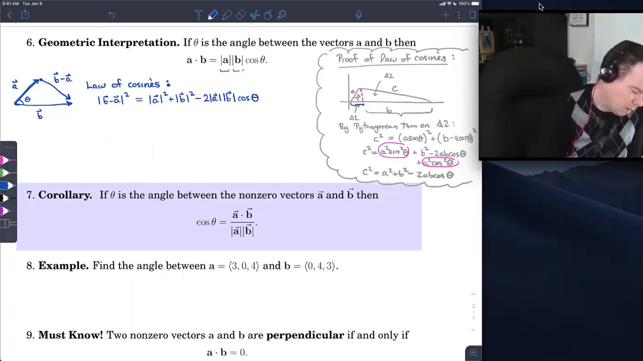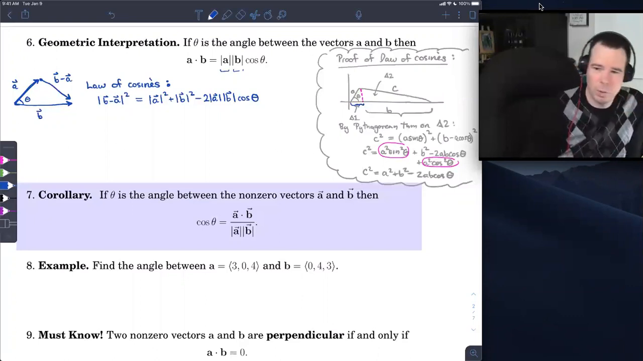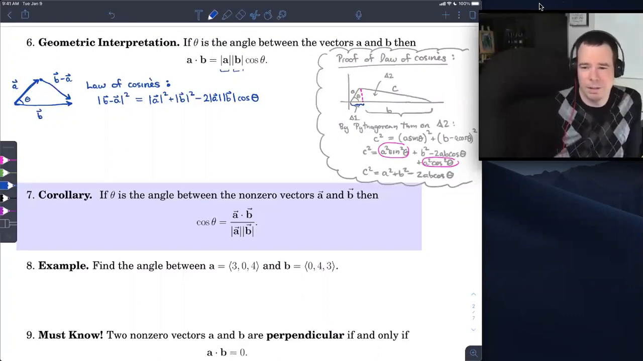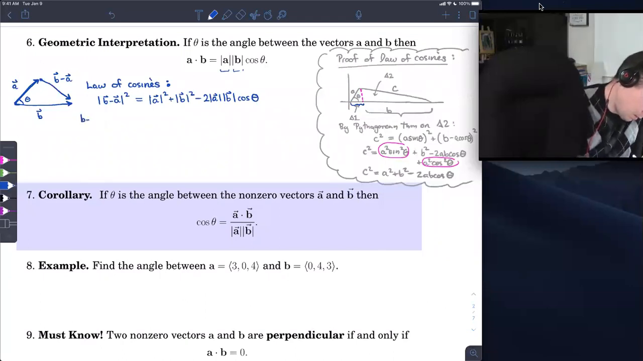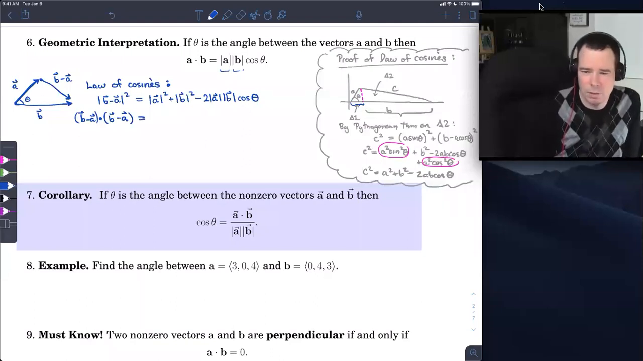So what I need to do is take the length of b minus a and square it. Now, I'm not going to work with components of these vectors. What I am going to do is notice that the length of b minus a squared is just the dot product of b minus a with itself. So this is b minus a dotted with b minus a. That's what the square of the magnitude of a vector is. It's just the vector dotted with itself.